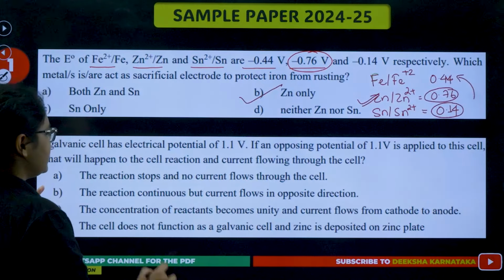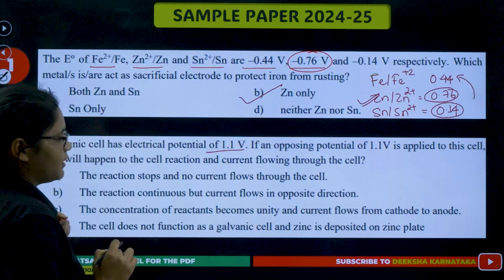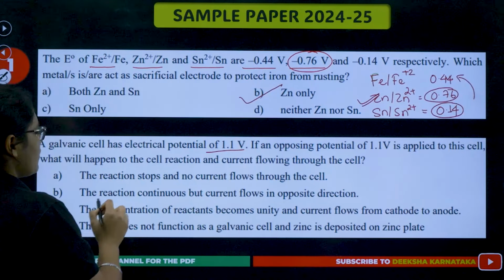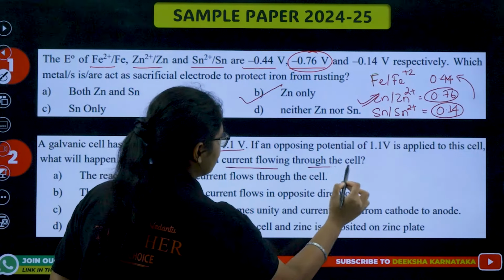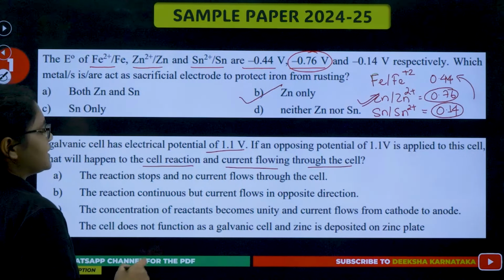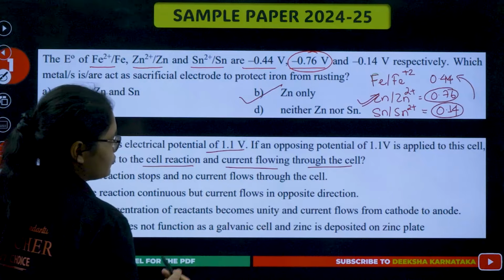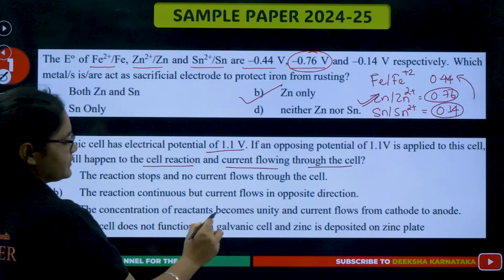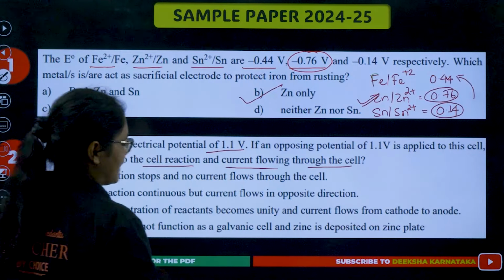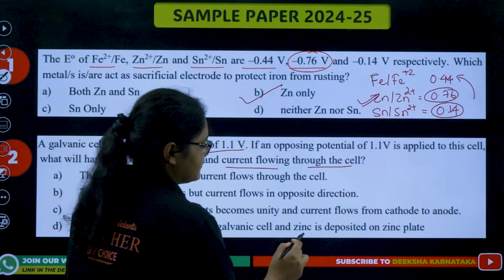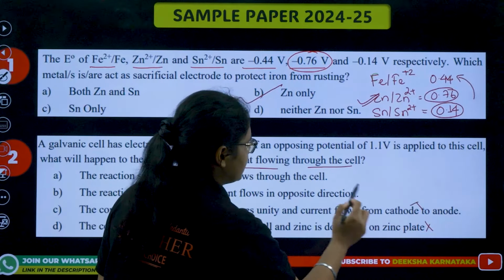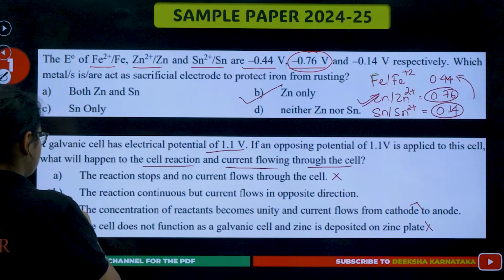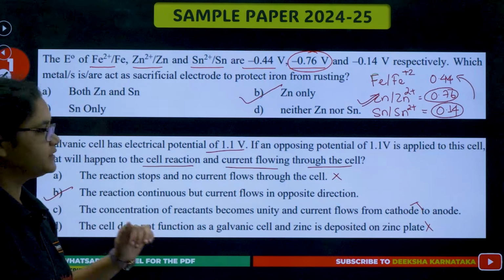Next question: a galvanic cell has an electric potential of 1.1 volt. If an opposing potential of 1.1 volt is applied to the cell, what will happen to the cell reaction and current flowing through the cell? The options: the cell reaction stops and no current flows; reaction continues but current flows in the opposite direction; concentration of reactants becomes unity and current flows from cathode to anode; the cell does not function as a galvanic cell and zinc is deposited on the zinc plate. We know that when an opposing potential greater than 1.1 volt is applied, the reaction will continue and the current flows in the opposite direction.